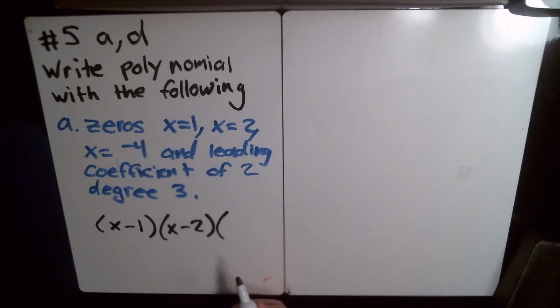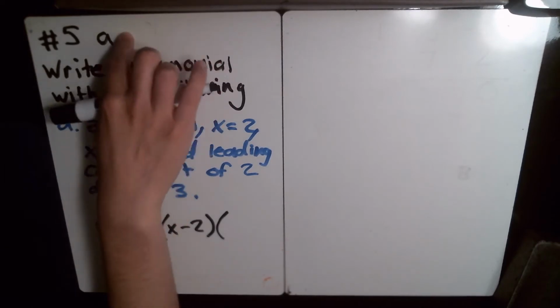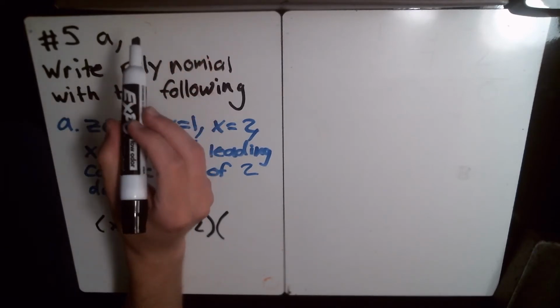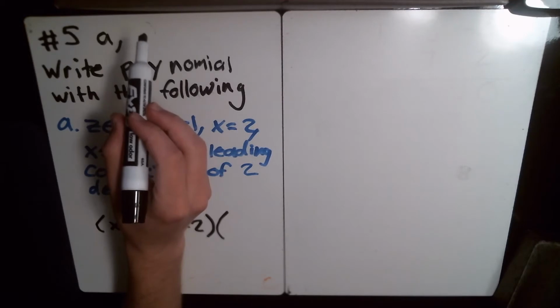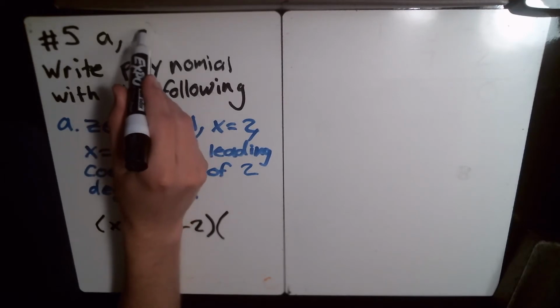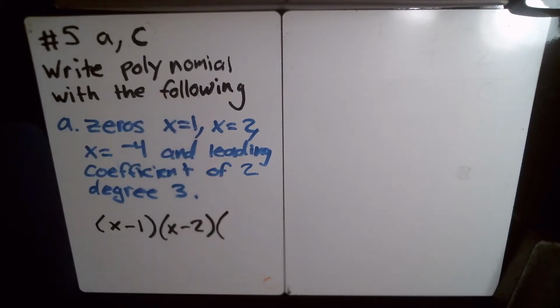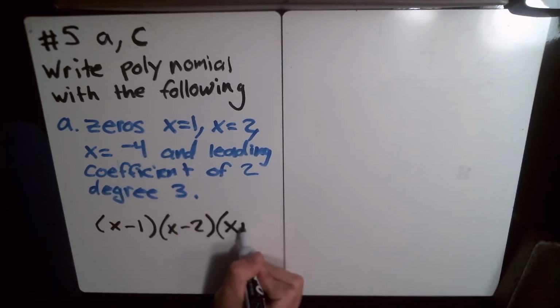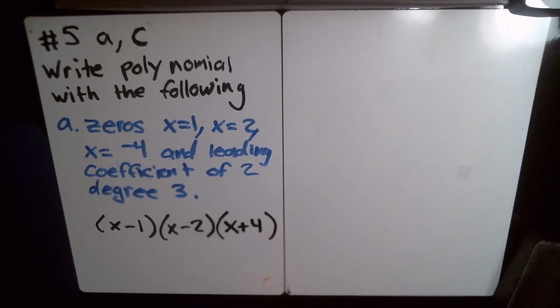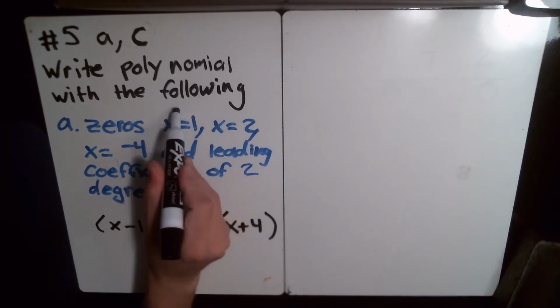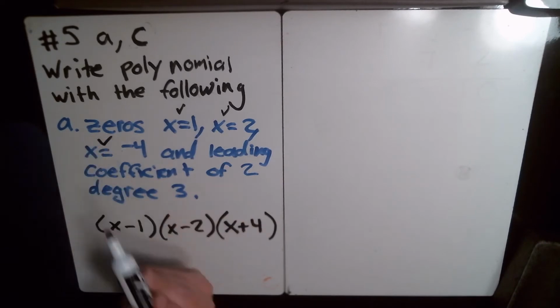And then finally, oh, sorry, I didn't mean to do D here. I meant to do, we'll do C. Okay. And then for this 0 here, x is negative 4 will mean that x plus 4 has got to also be a factor. Okay, so that covers these as being zeros.